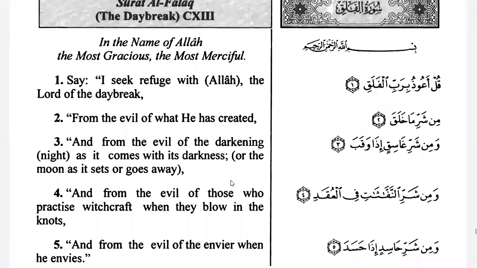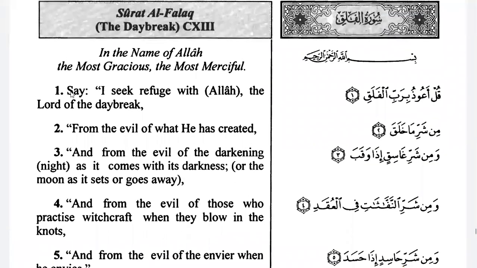So let's see what we have learned here. So read the first line. Say, oh, we don't need to read it. I seek refuge with Allah, the Lord of the daybreak. Yes. So we are asking Allah to protect us. Now the question is, from which thing we are asking the protection? So the answer is written in the next lines. From the evil of what he has created.